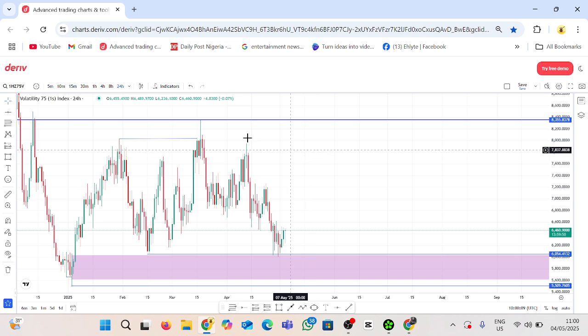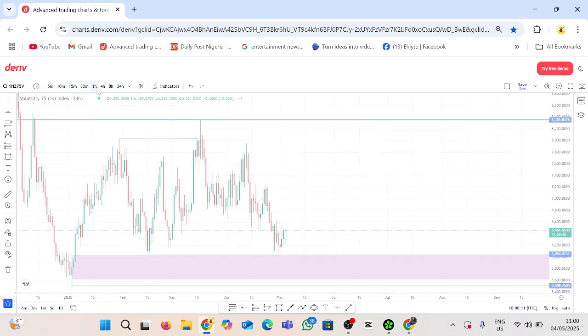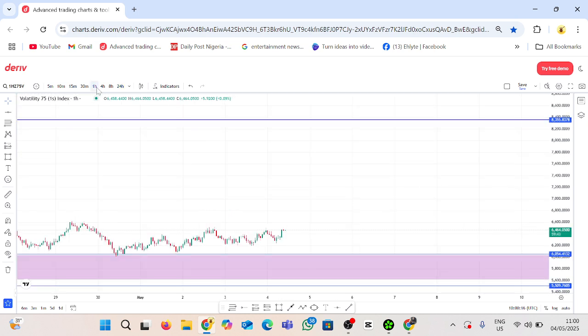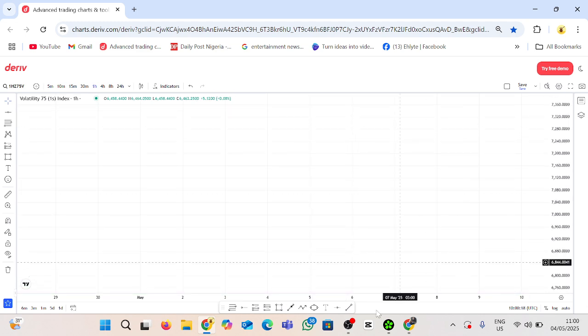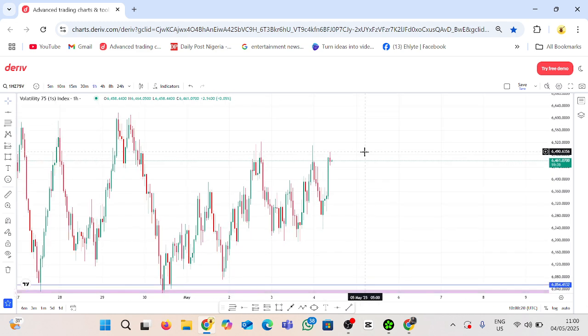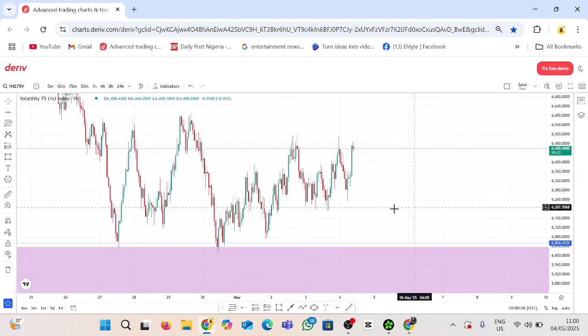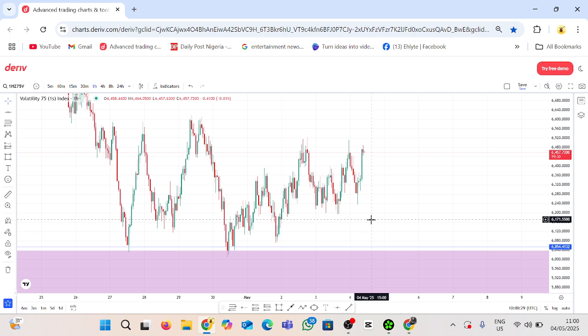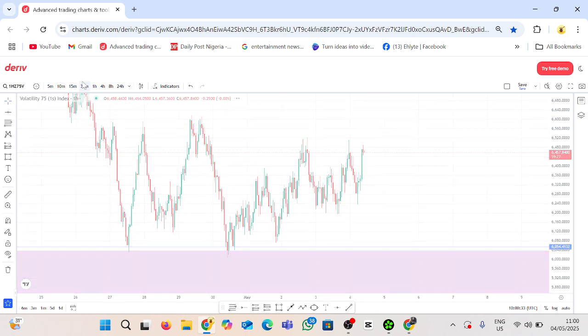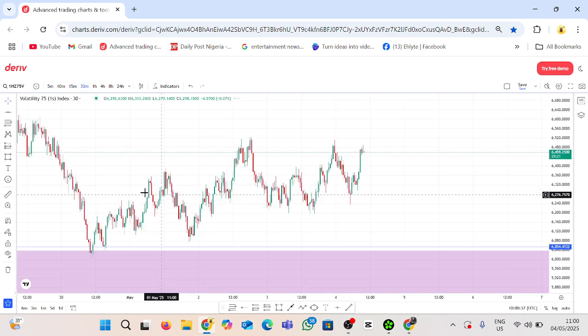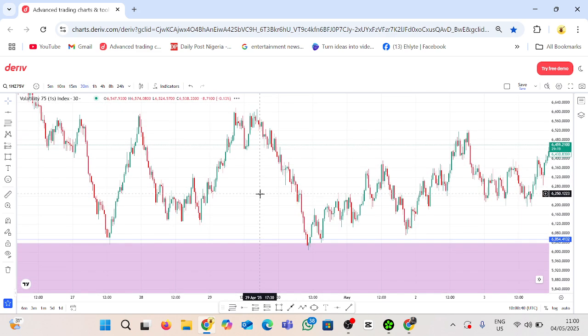So what do I do? I scale down to my 1 hour time frame to see if I'm going to see another structure, because I'm doing what they call the top-down analysis. I scale down to see if I will see another structure on the lower time frame. I come back to my 1 hour, I see nothing. So I scale down to my 30 minutes time frame.